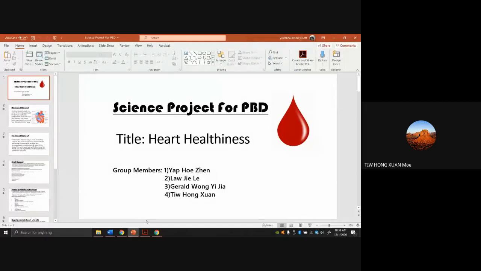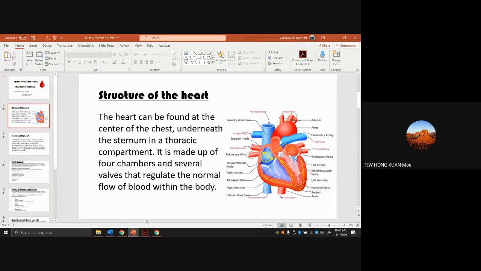Good morning to teachers and our friends. We are going to present our science project named Heart Healthiness, and our group members are Yap Hosen, Lao Jiela, Gerald Wong, and me, Qiu Hongshan. And teacher, you can change the next slide. This is the structure of the heart. The heart can be found at the center of the chest underneath the sternum in a thoracic compartment. It is made up of four chambers and several valves that regulate the normal flow of blood within the body.